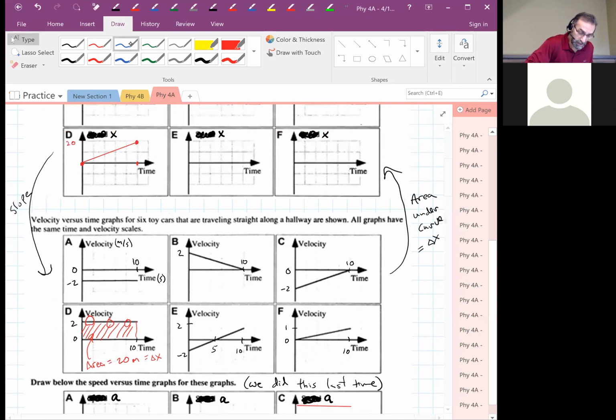So we come down here and we say the area under this curve is equal to -20 meters, because it's below the x-axis, right? It's -2 times 10, -20 meters. And so that has to equal delta x.